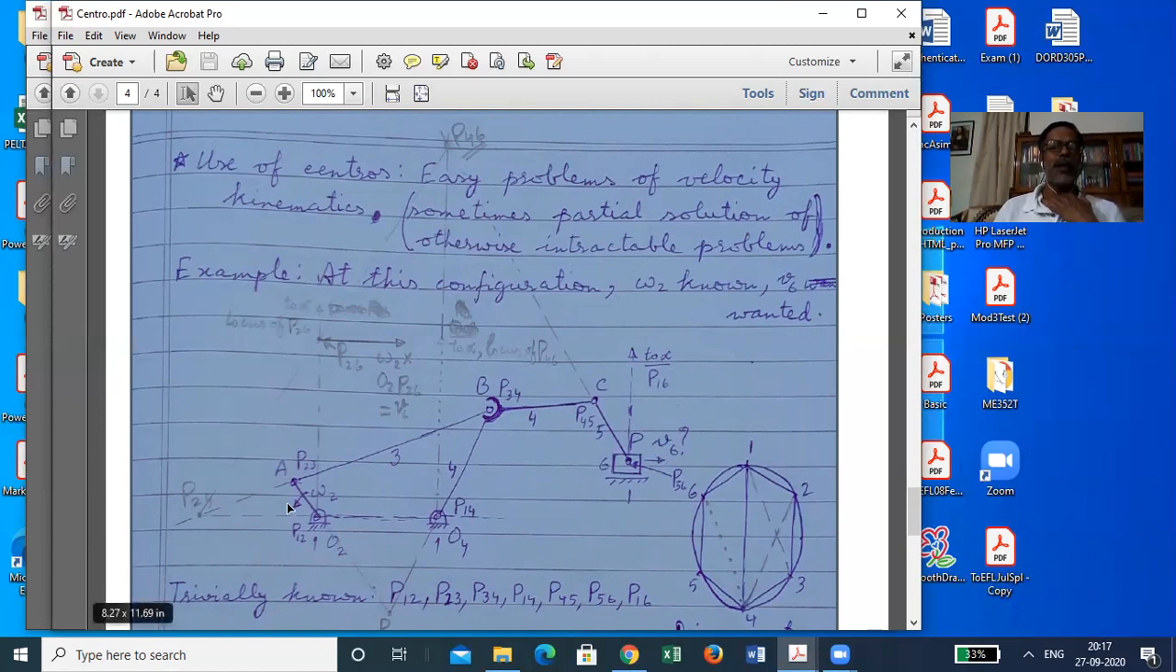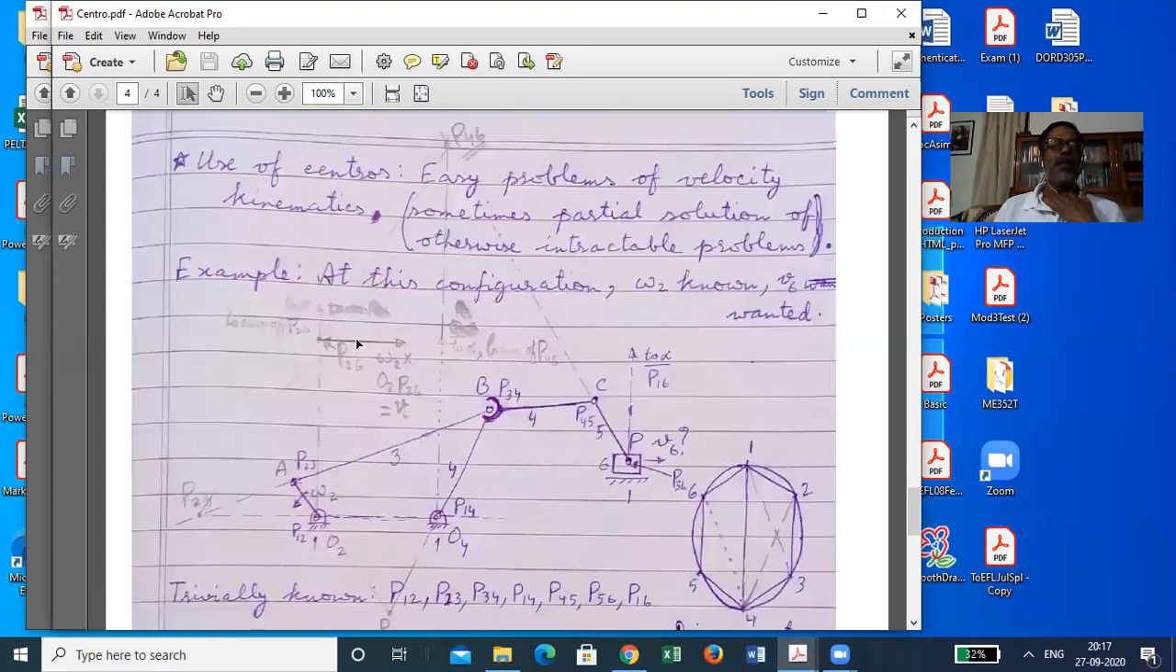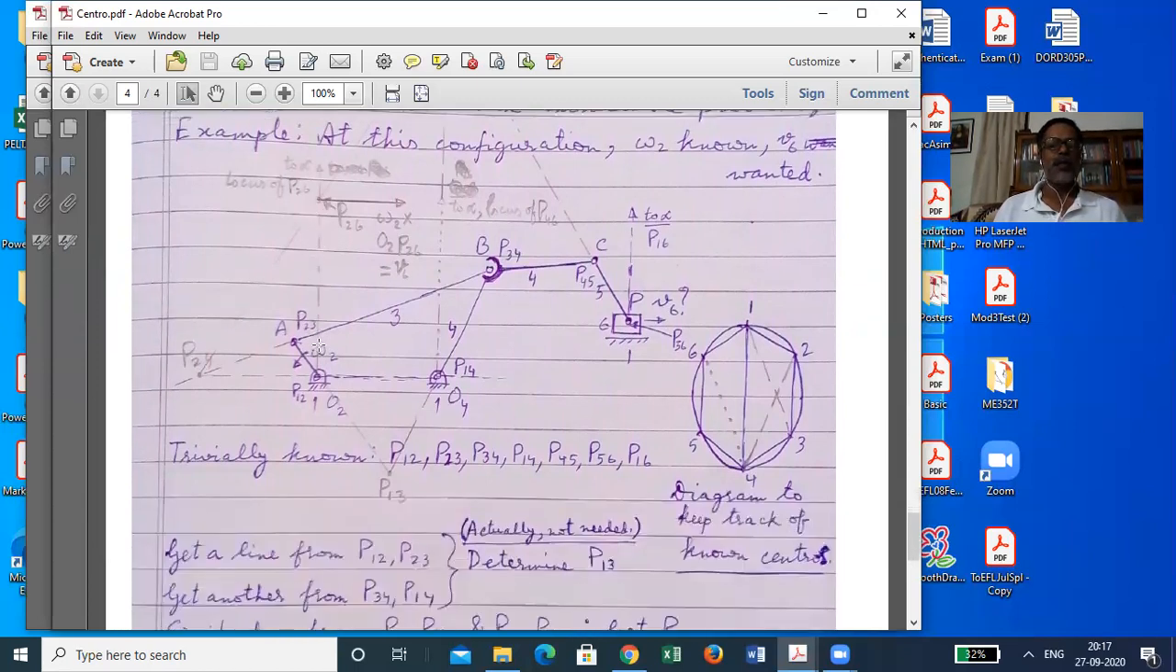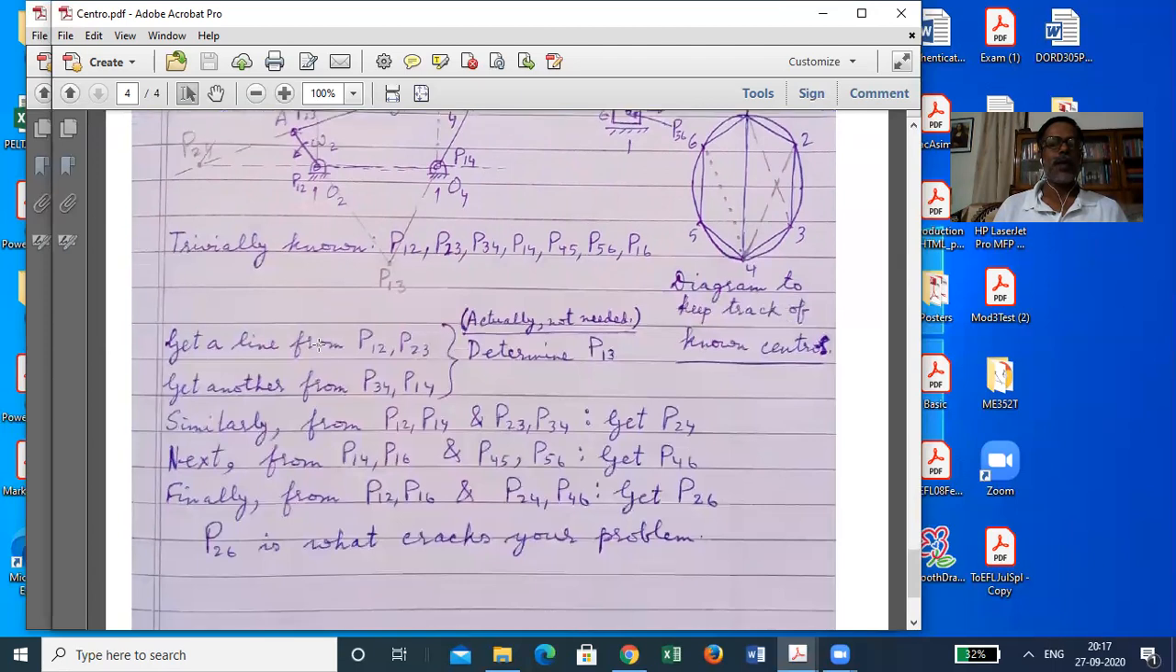This makes sense because as this rotates like this, the things here will be pulled in this direction a little, and this will move horizontally in this direction, and the linear velocity will be omega 2 times this distance, and that's the answer that you wanted. Okay, so P26 is what cracks your problem. So this is how you solve velocity problems with the method of instantaneous center of rotation.